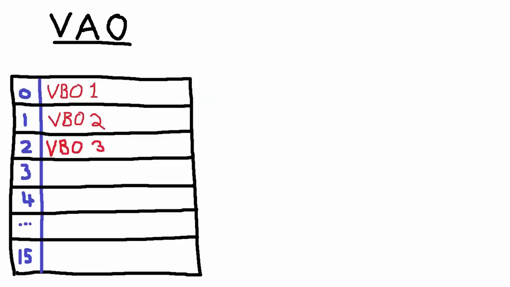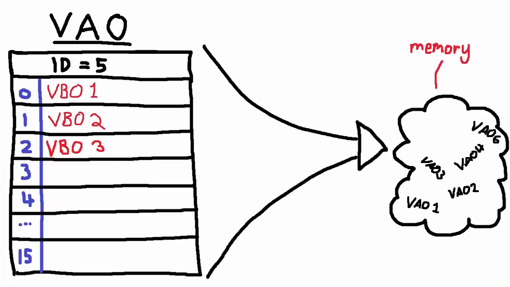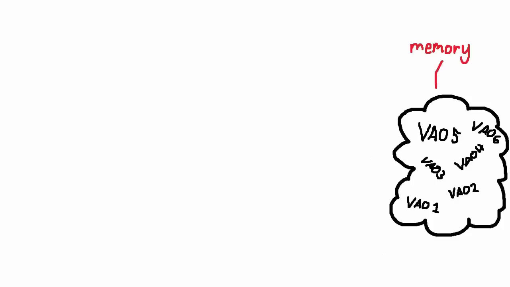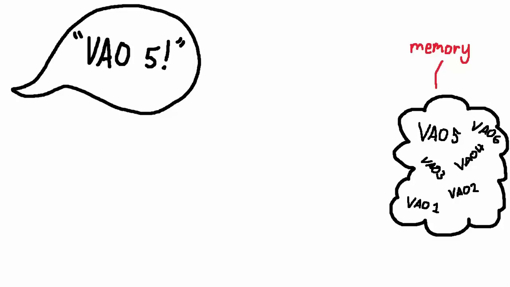So that's how data is stored, but how do we access this data whenever we need it? Each VAO has a unique ID, so when the VAO is stored off in memory, we can access it at any time using its ID.